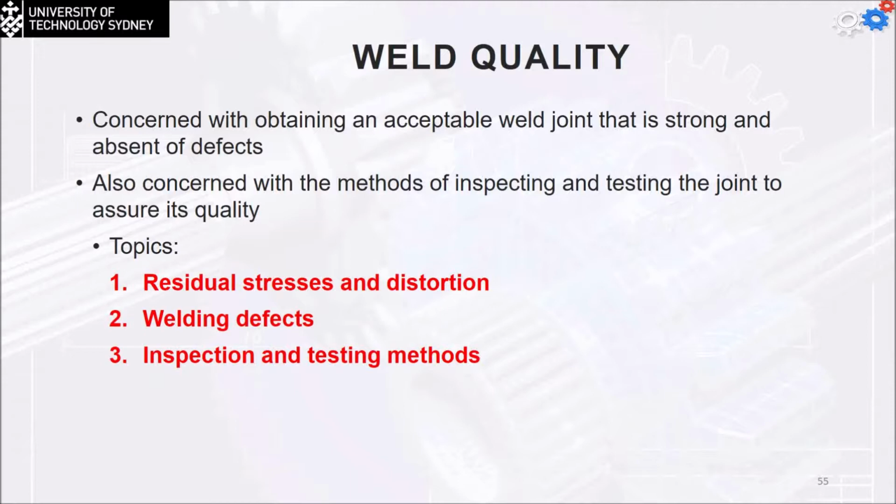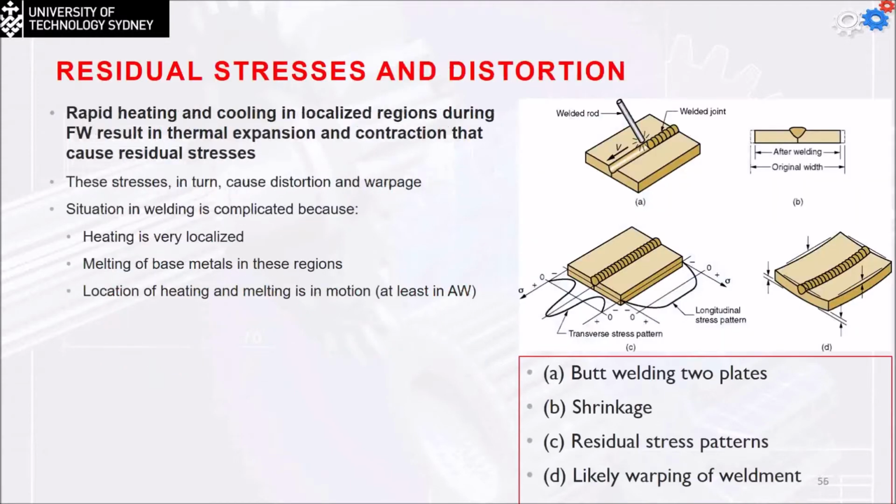So the rapid heating and cooling in a localized region during the fusion welding result in thermal expansion and contraction that cause residual stresses to occur. And these stresses in turn cause the distortion or the warpage of the parts. The situation in the welding is going to be complicated because we're going to have heating very localized in the area. The melting of the base metal is going to be in these regions, and the location of the heating and melting is going to move with the welding motion.